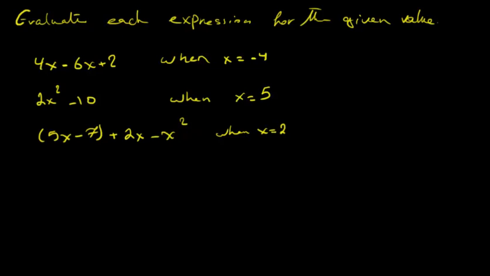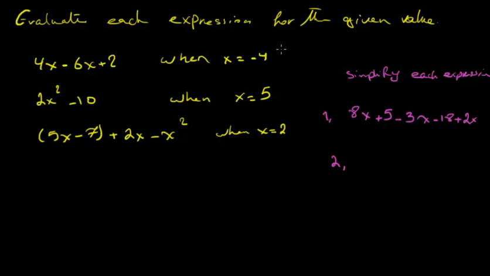Or let's say, let me change the color, simplify each expression. So let's say we have 8x plus 5 minus 3x minus 18 plus 2x. This is the first one, and the second is, let me draw a line here so we don't mix them up, second could be 8c minus 3d plus 2 minus 5d minus 10c. I hope you can read that.